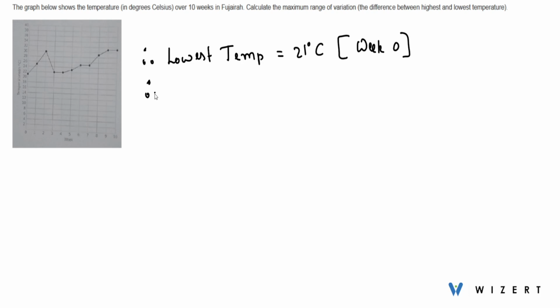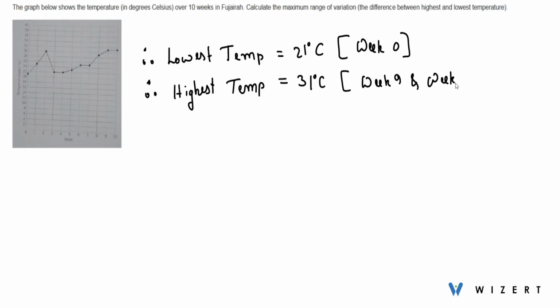And highest temperature from the graph has been observed to be 31 degrees centigrade, which has been recorded in week 9 and week number 10. So two subsequent weeks have the highest temperature. Now we have to find the maximum range of variation.